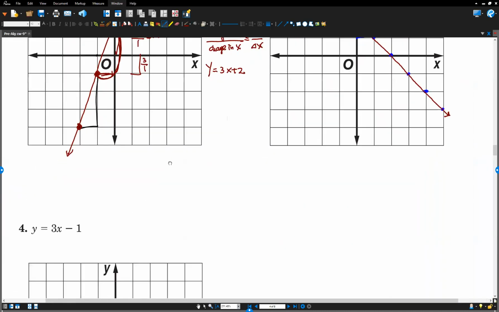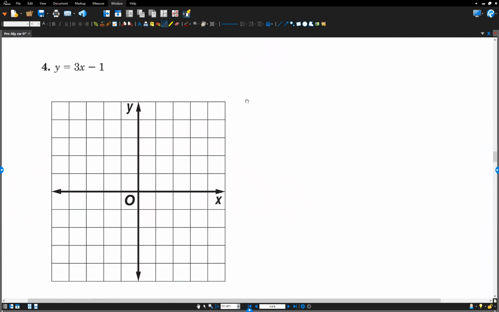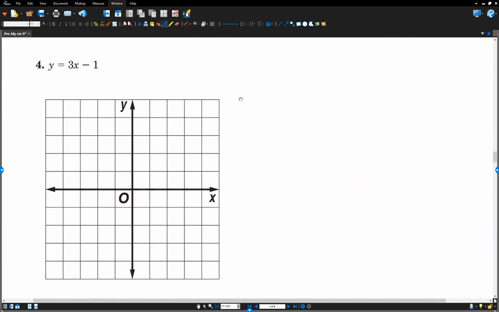No? Okay, very good. Now I'm going to ask you to graph this equation, y equals 3x minus 1, without using a table, using the slope and y-intercept. Make a graph, okay? Everybody try this one. I'll give you one minute. Pause the recording for 1 minute.